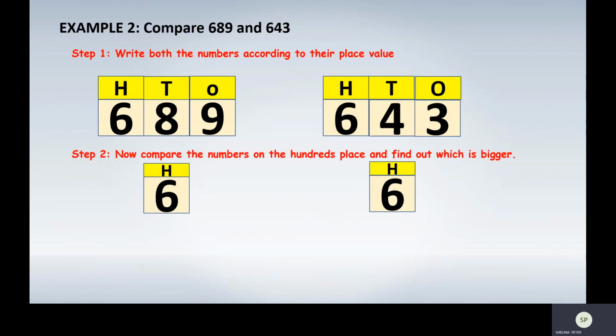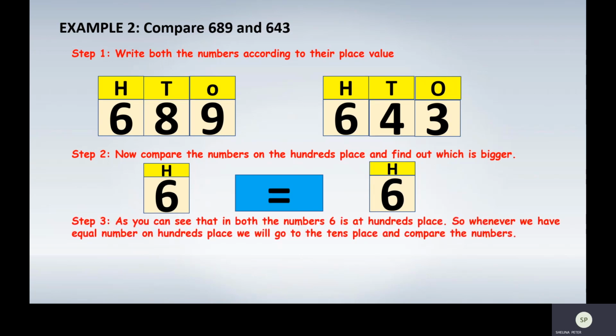So which is bigger according to you? Yes, both the numbers are same. So they are equal. Let us go to step 3. Now, as you can see, in both the numbers, 6 is at hundreds place. So whenever we have equal numbers on hundreds place, we will go to the tens place and compare the numbers.